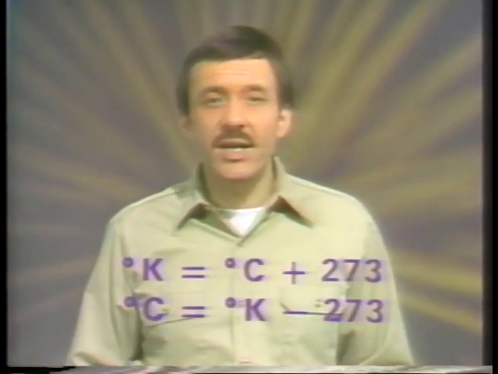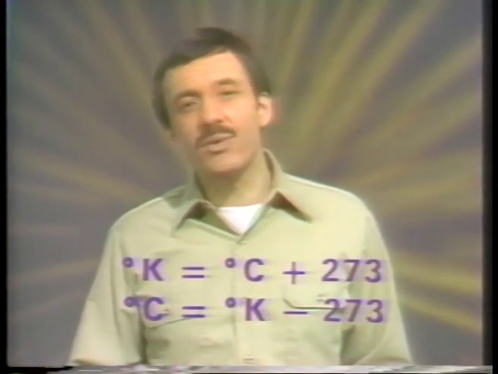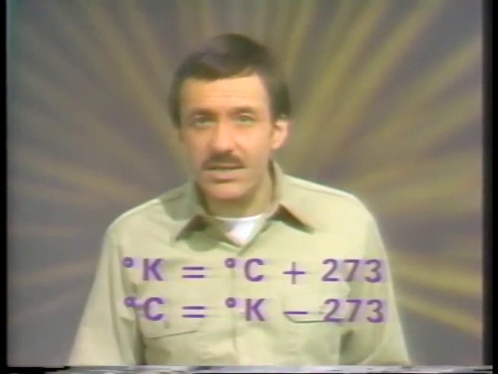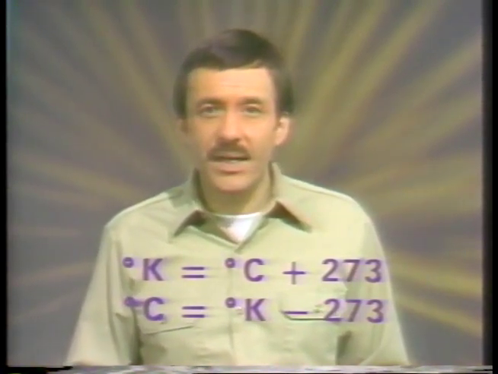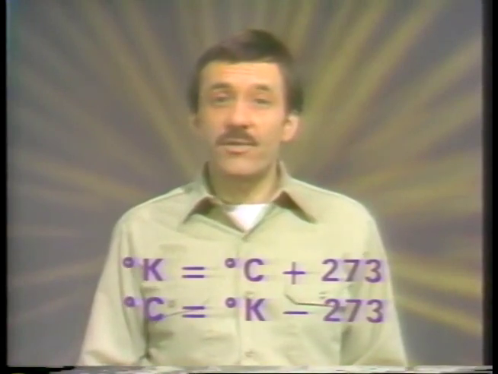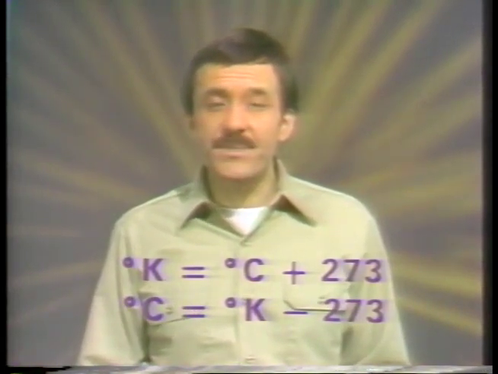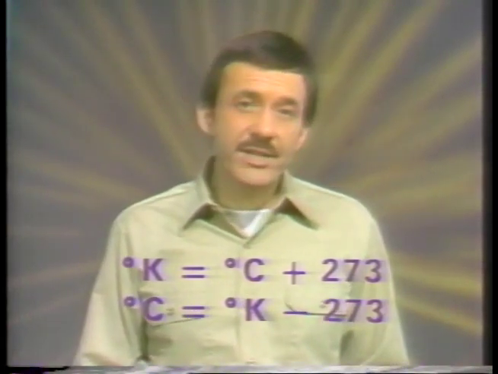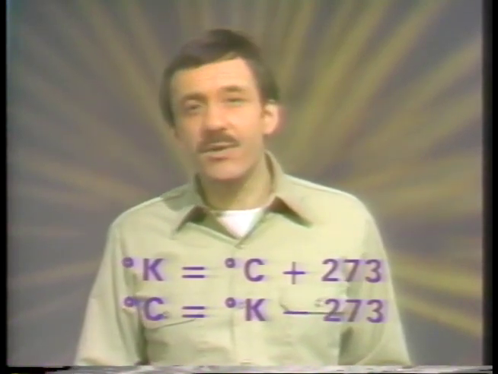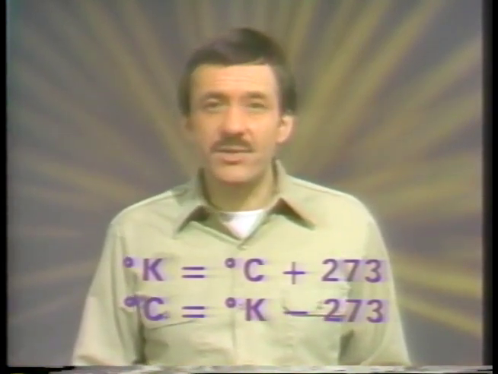Since minus 273 degrees Celsius is equal to 0 degrees Kelvin, the conversion formula for degrees Celsius to degrees Kelvin is degrees Kelvin equals degrees Celsius plus 273. And to convert from degrees Kelvin to degrees Celsius, it's degrees Celsius equals degrees Kelvin minus 273.